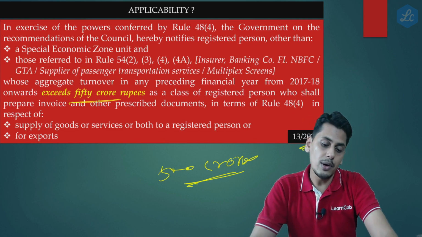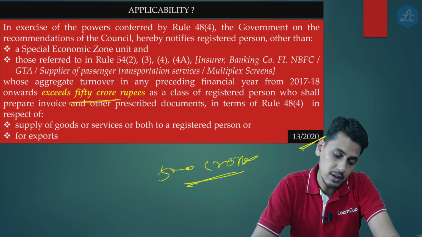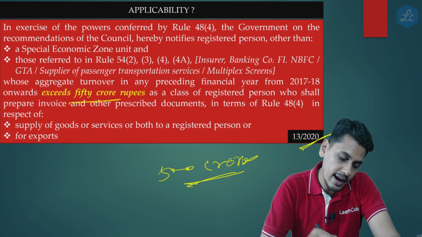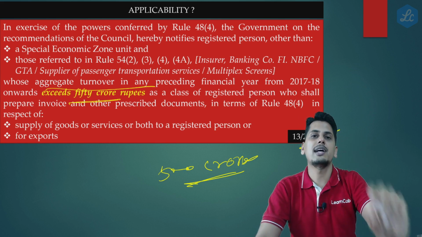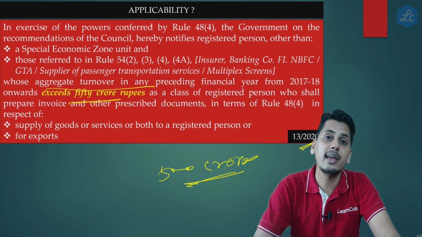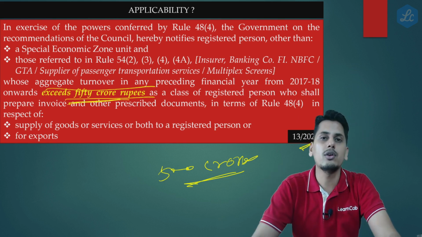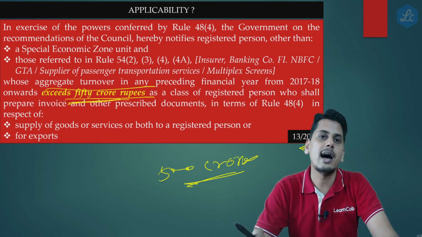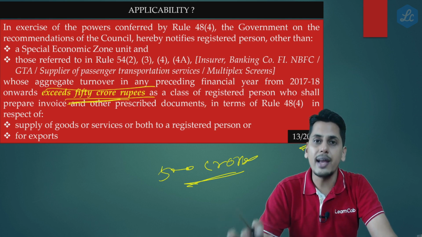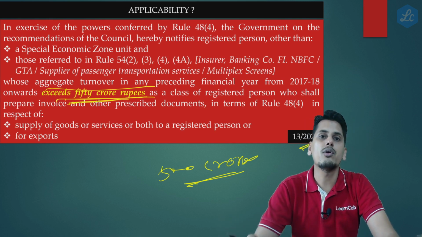So friends, upon whom are the e-invoicing provisions applicable? Only upon those whose aggregate turnover in any preceding financial year from financial year 17-18 onwards has exceeded 50 crore rupees. Earlier it used to be 500 crores. Now it has been brought down to 50 crores.